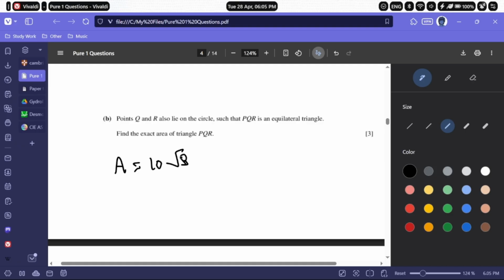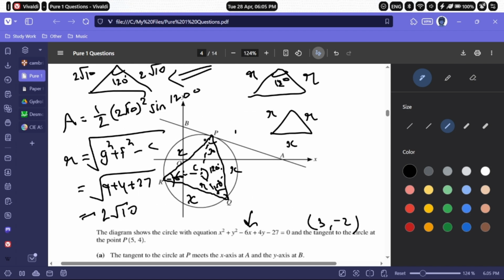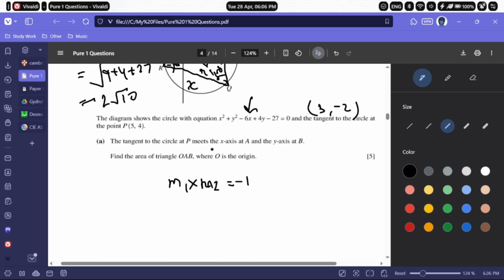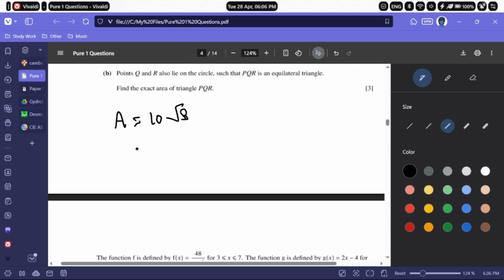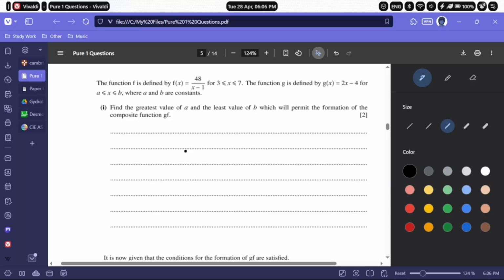Alright. Now, the areas of all these three triangles would be equal. So you can just simply multiply it by 3 so that you basically get your area. So that's just equal to 30 root 3. Let me just check if my working is correct. Okay, yeah, that's correct. Anyway, moving on, some more function related questions.